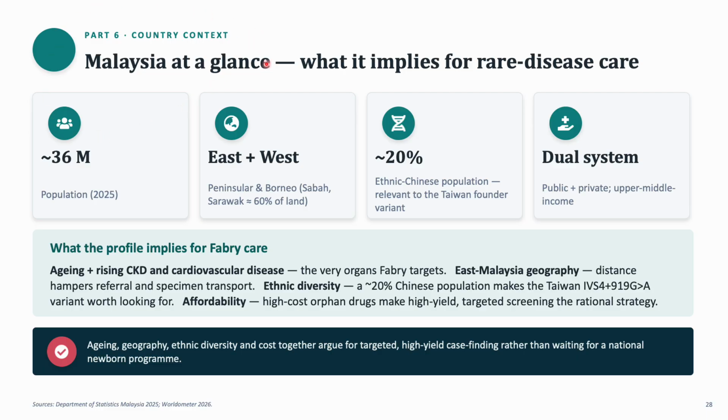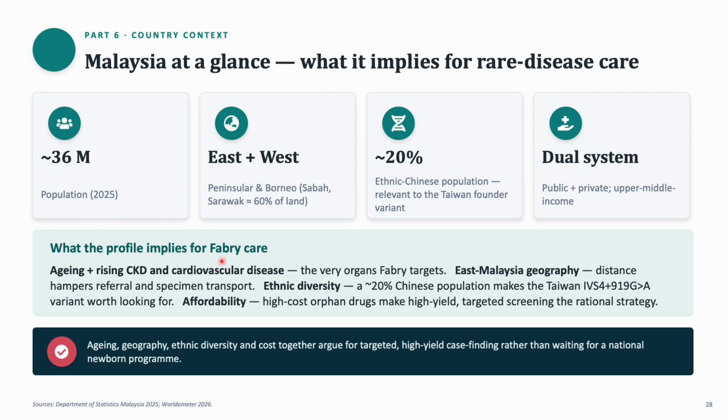A quick orientation to Malaysia, because context shapes strategy. About 36 million people split between Peninsular Malaysia and Eastern Malaysia on Borneo, Sabah and Sarawak, which together are around 60% of the land area but sparsely populated. The geography is the single biggest practical barrier here. Distance makes anything hard. The population is multi-ethnic. Importantly, around a fifth is ethnic Chinese, which matters because Taiwan found the founder variant. The other thing is that Malaysia is an upper-middle-income country with a dual public-private system, so there is physical capacity, but the high cost of drugs still demands careful consideration.